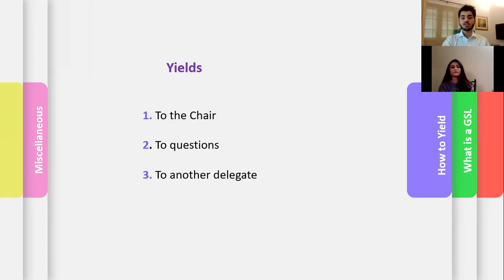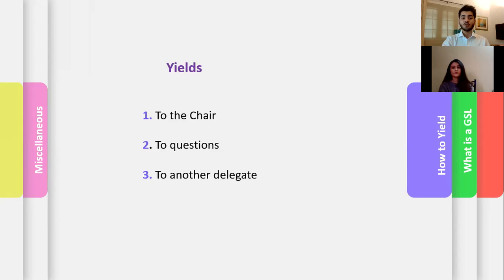There's a yield to questions. When a delegate signals that he wishes to yield to questions, the chair asks the co-delegates to raise their placards if they wish to ask any questions. And then the chair is the one who selects a delegate to ask the question. Once the question is asked, the original delegate who had yielded his or her time gets the remainder of his time to answer their questions.